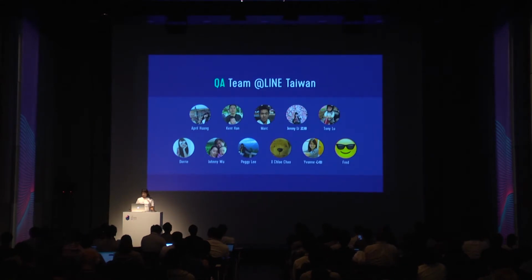Before we start, I would like to introduce you to our team members in Taiwan. We have 12 members in QA team, and we are in charge of test automation and manual test for 3 projects: Line Now, Line Today, and Line Taiwan EC project.